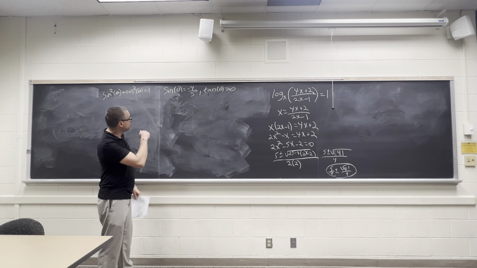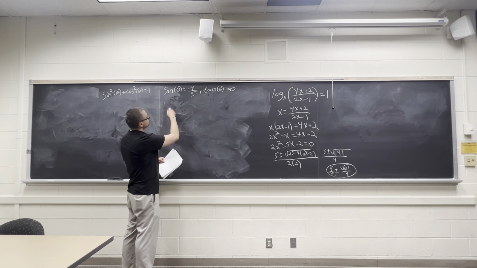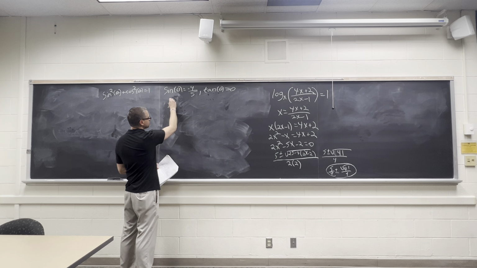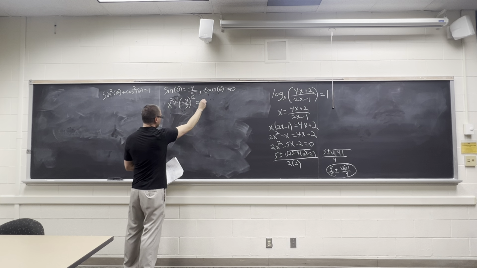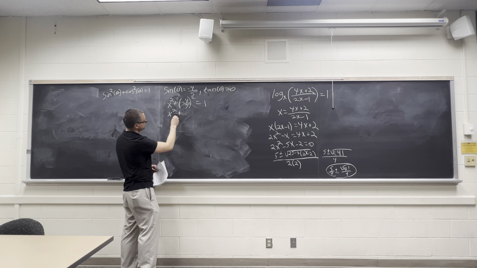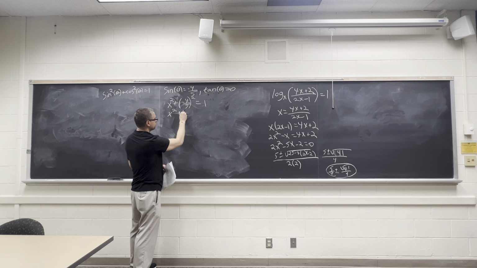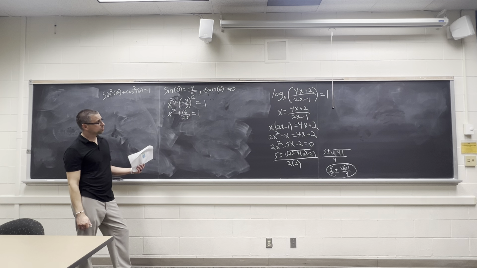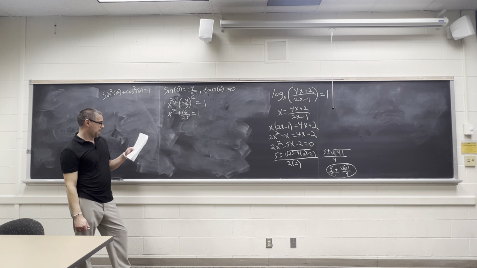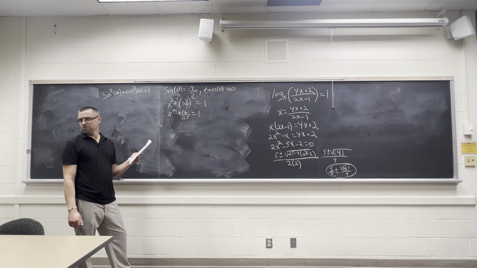So if you set it up, you say x is cosine, so x squared plus y squared, where y is negative 4/5, squared, is equal to 1. So you got x squared plus 16/25 is equal to 1. Subtract 16/25, so 25/25 minus 16/25, 25 minus 16 is 9?